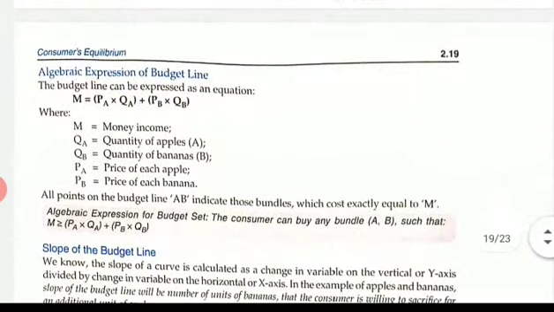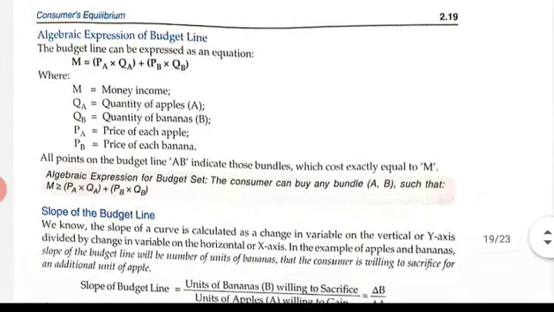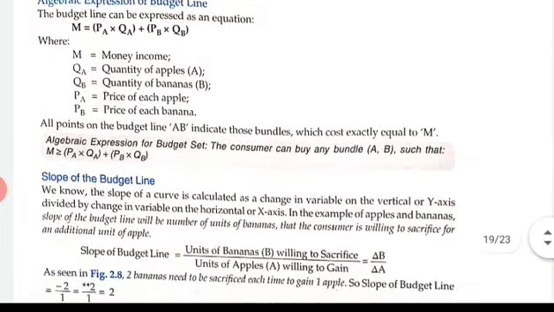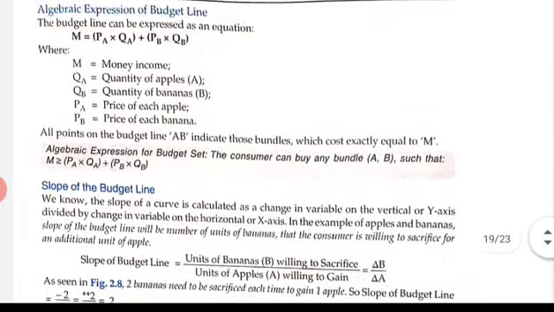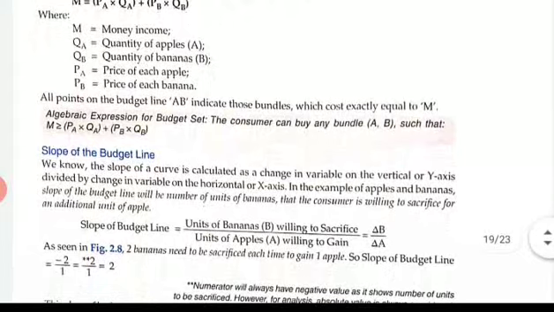After that, the algebraic expression of the budget line. The budget line can be expressed as an equation: M equals PA into QA plus PB into QB. What is M? M is the money income, QA is the quantity of apples, QB is the quantity of bananas, PA is the price of each apple, and PB is the price of each banana. So this is the algebraic expression of the budget line.